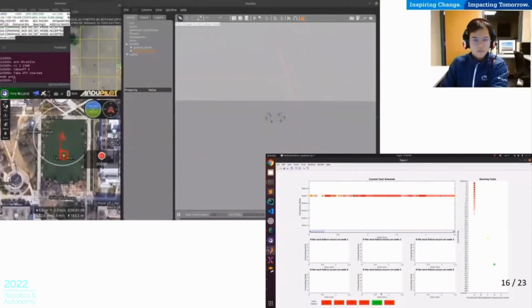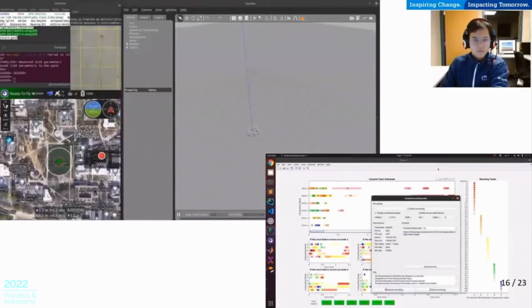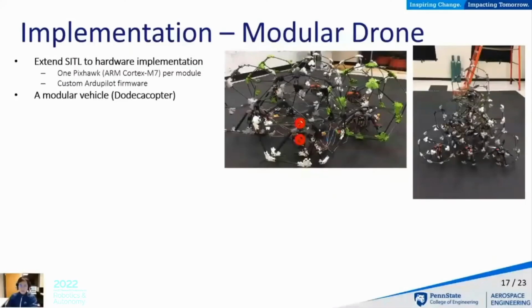Land flight mode. The last implementation is on a modular drone that we use Pixhawk with our custom firmware for the flight controller. For each module, there are 12 phases, so we name it a dodecacopter.